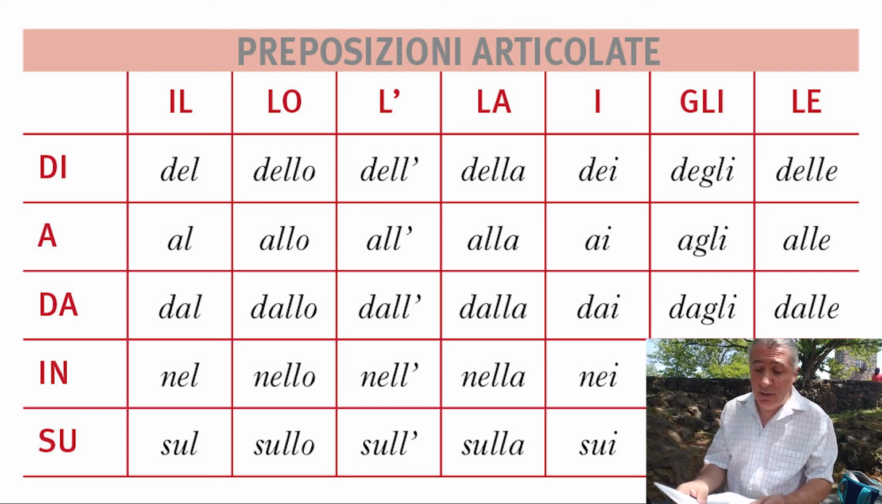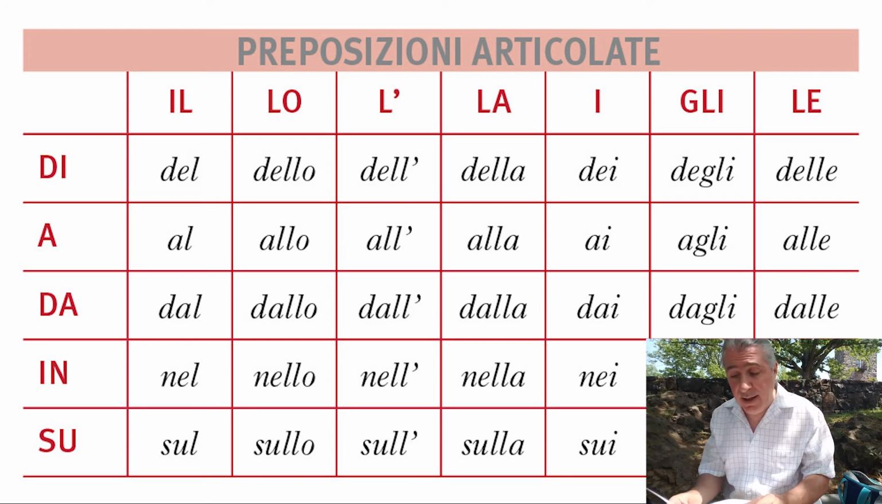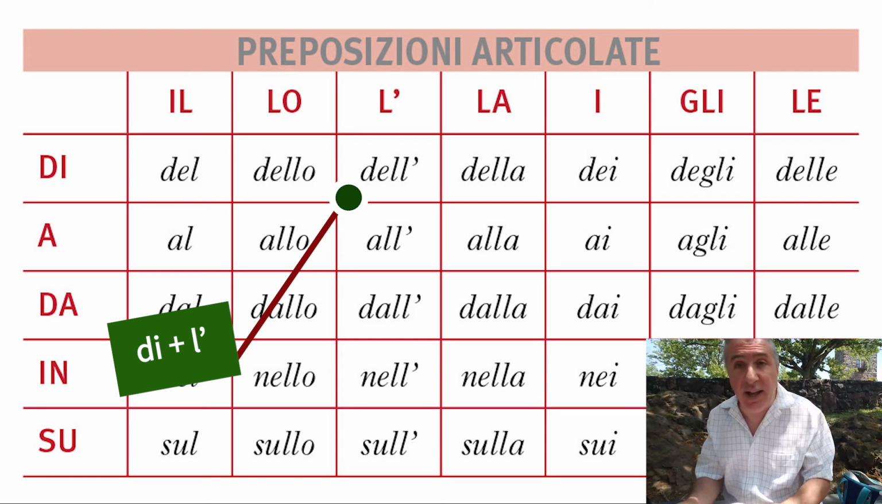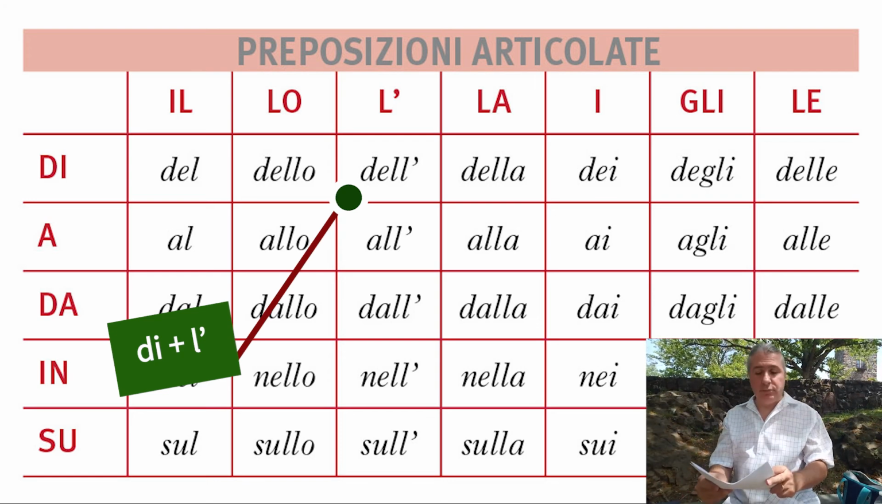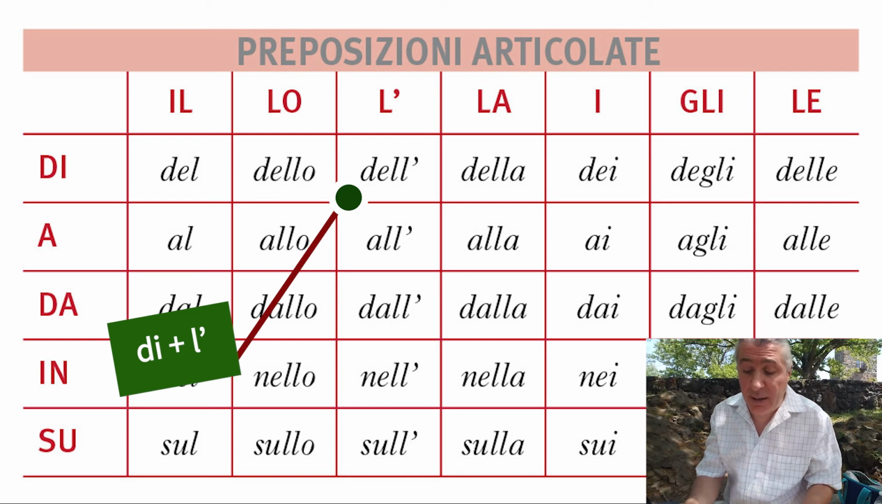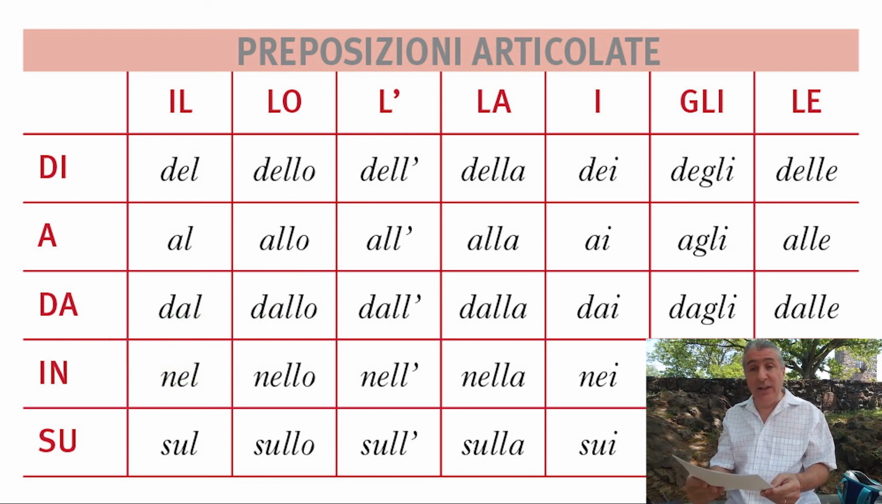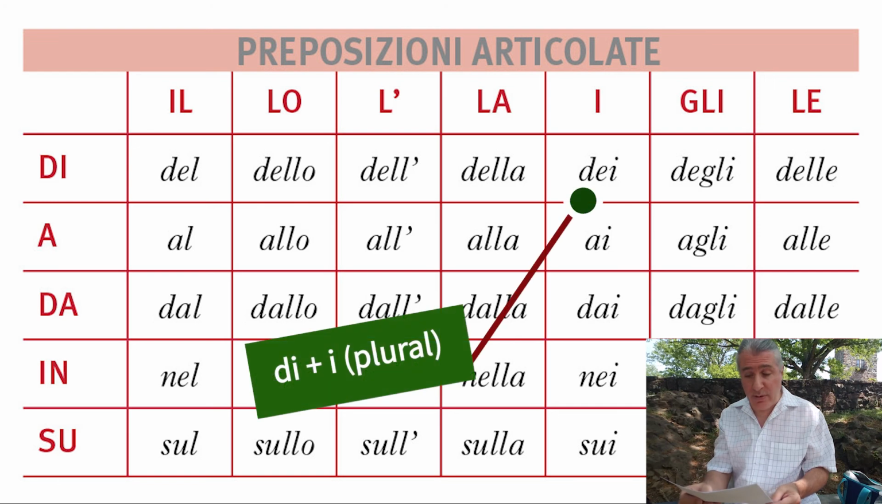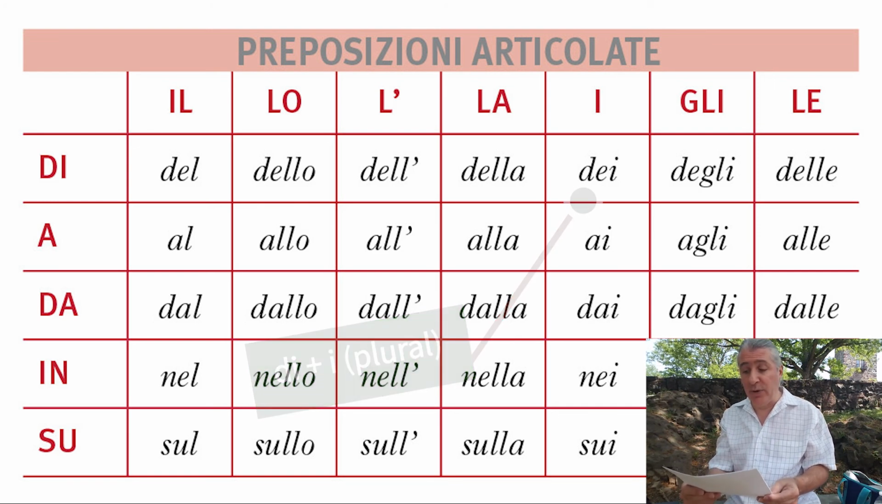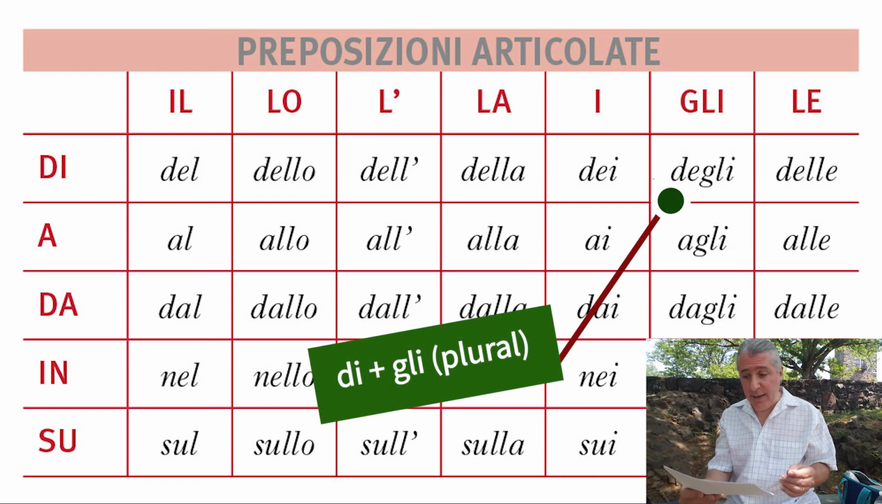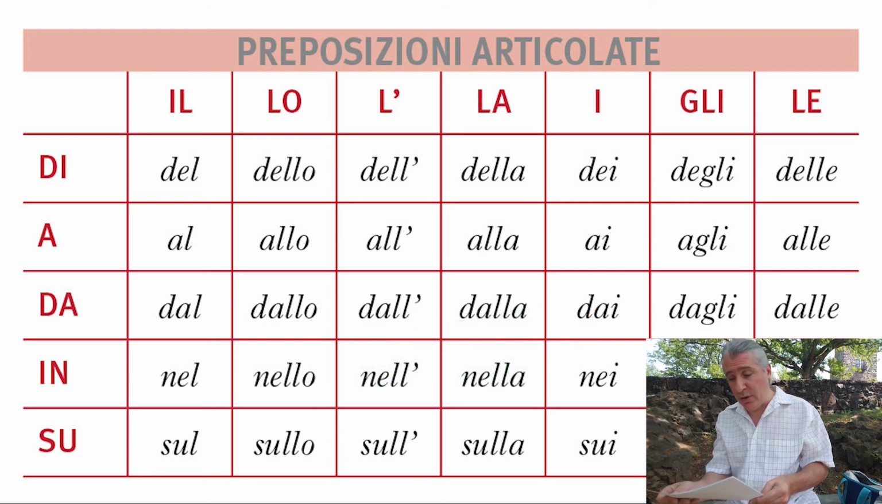If we combine it with l apostrophe, it becomes dell apostrophe, D-E-L-L apostrophe. If we combine it with la, it becomes della. If we combine it with i, plural, okay, this is plural now, it becomes dei. If we combine it with the pluralized article gli, it becomes degli. And then the feminine plural article le, it becomes delle. Okay, so let's continue down.